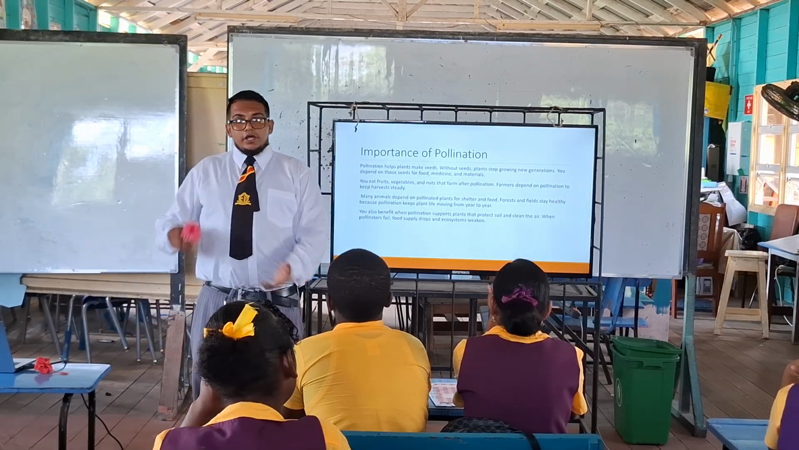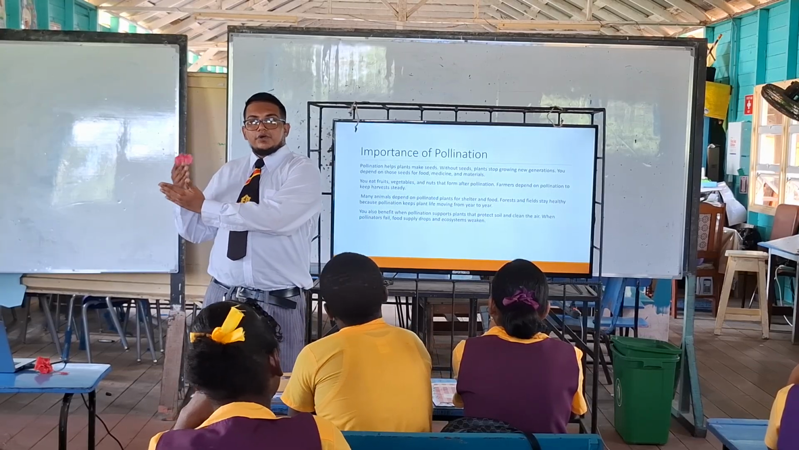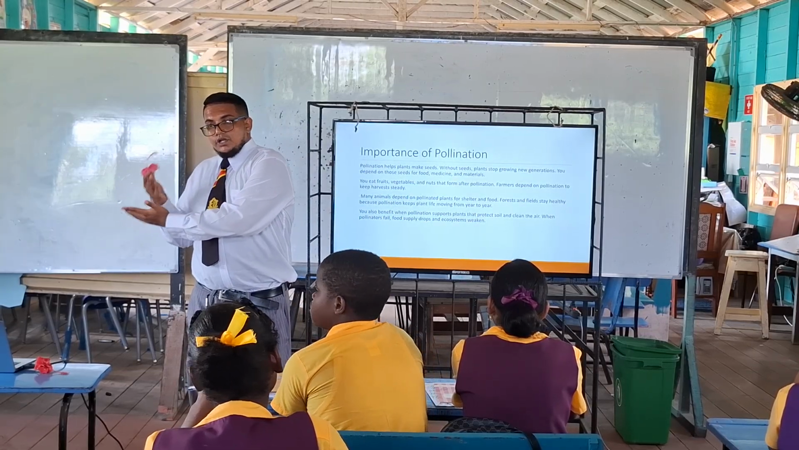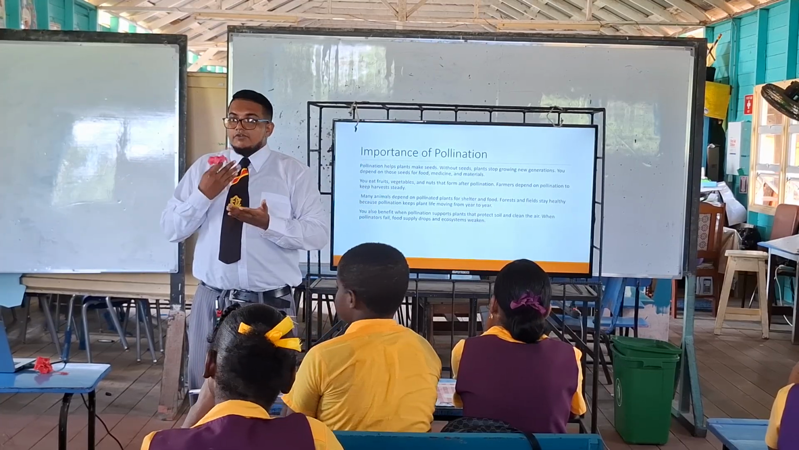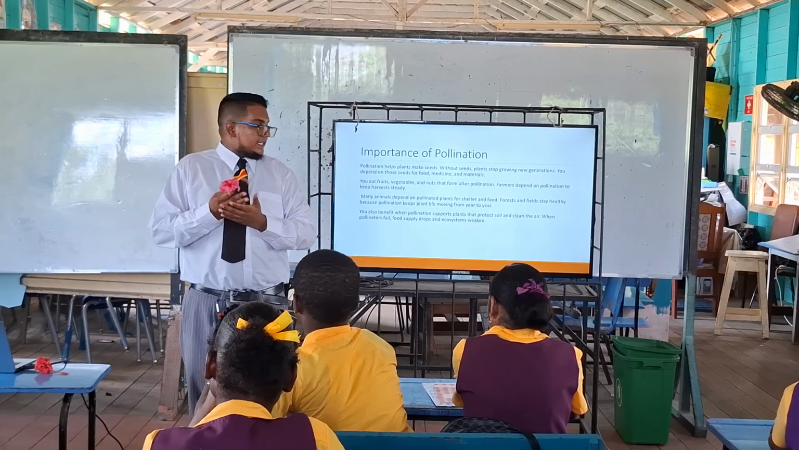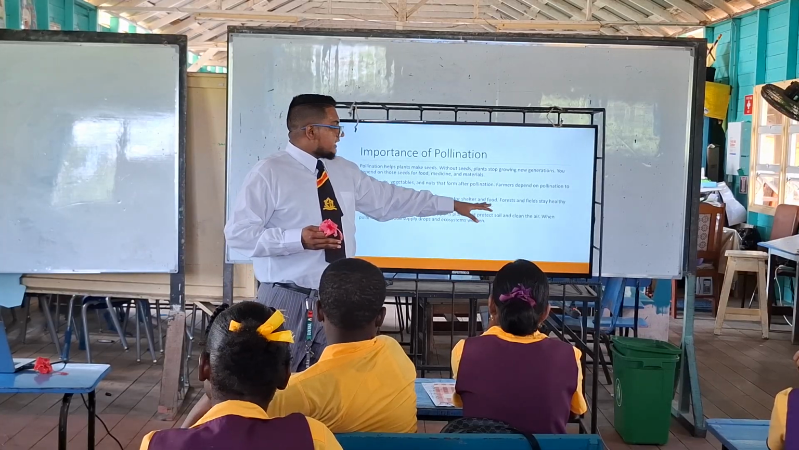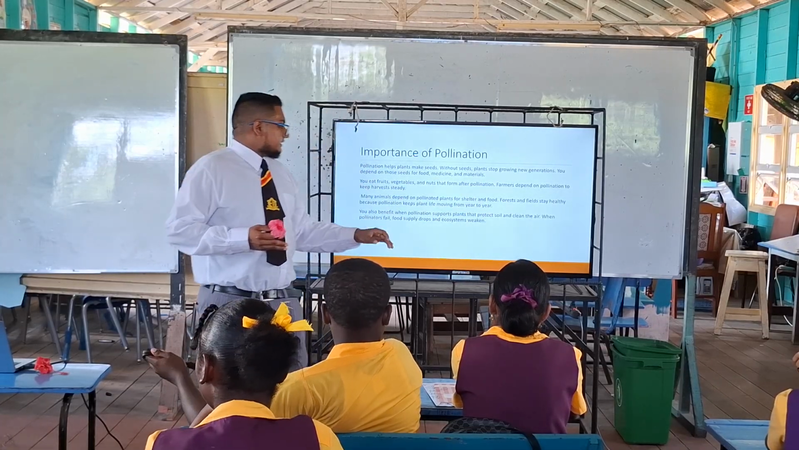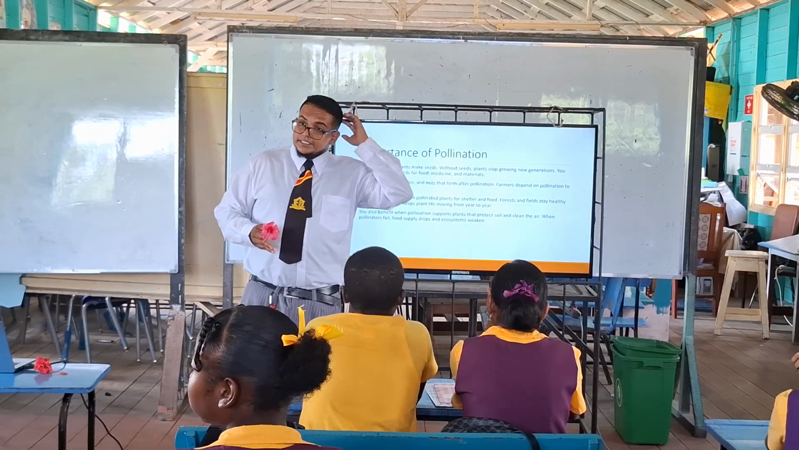Without pollination, you don't get fertilization. Without fertilization, you won't get fruits. Without fruits, what do we eat? Rice is a plant that needs pollination. Everything has to be pollinated. Many animals depend on pollinated flowers for shelter and food. Forests and fields stay healthy because pollination keeps plant life moving from year to year.